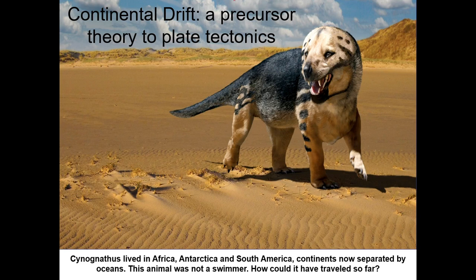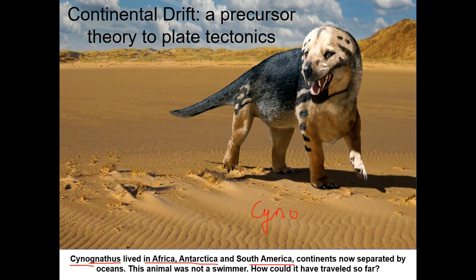This little charmer right here, his name is Cynognathus, C-Y-N-O, like that, Cyno. Cyno actually means dog or canine. Gnathus refers to a jaw. So this name Cynognathus would refer to a canine-like, dog-like jaw. So this little animal lived in Africa, but also lived in Antarctica. We find fossils of him in Antarctica and South America.